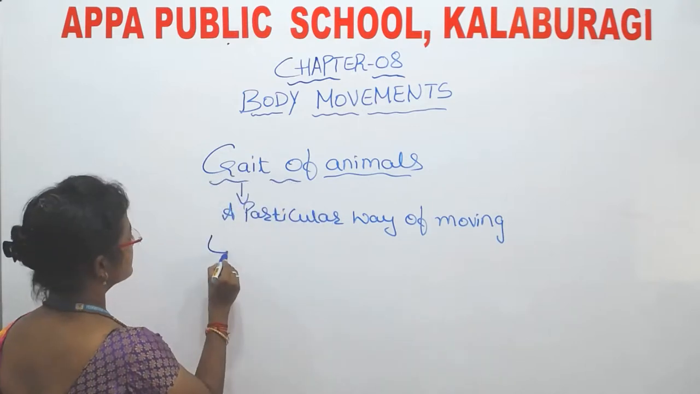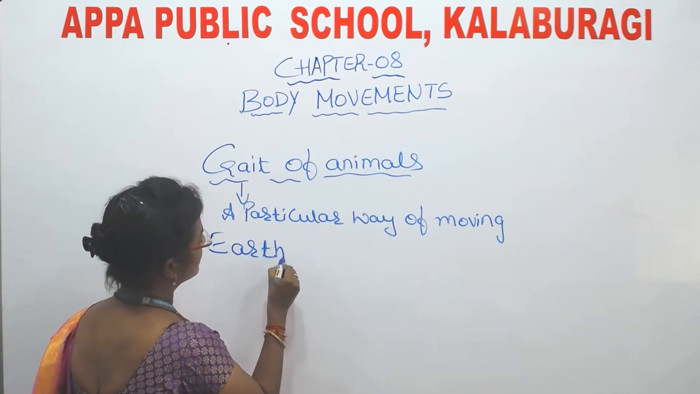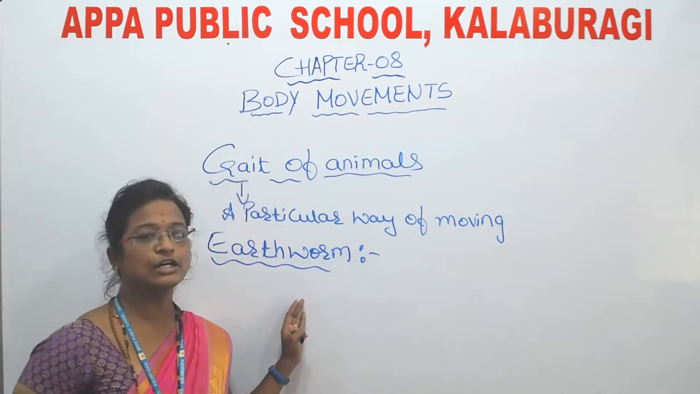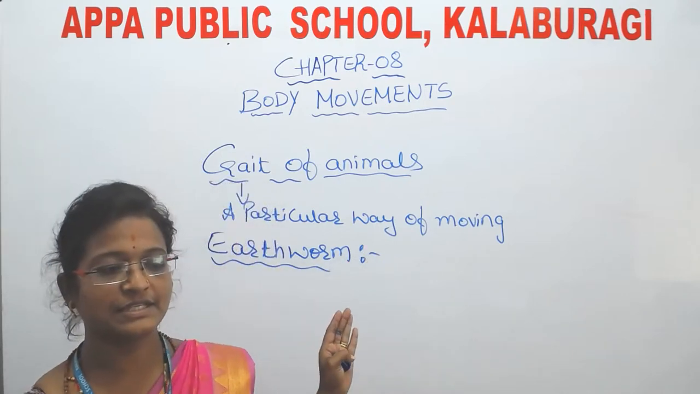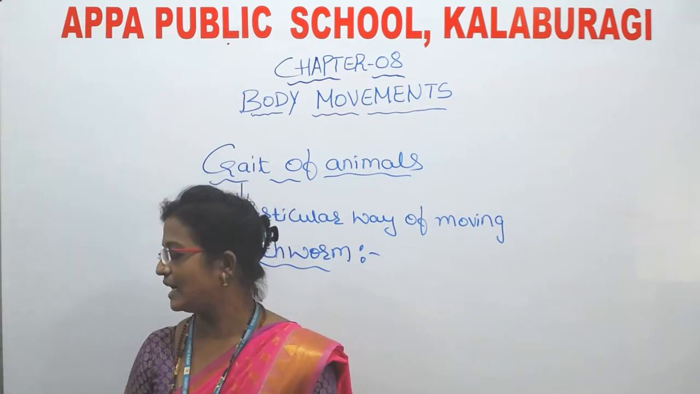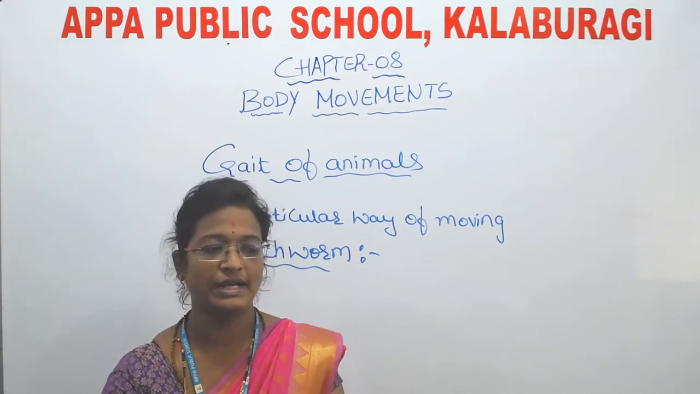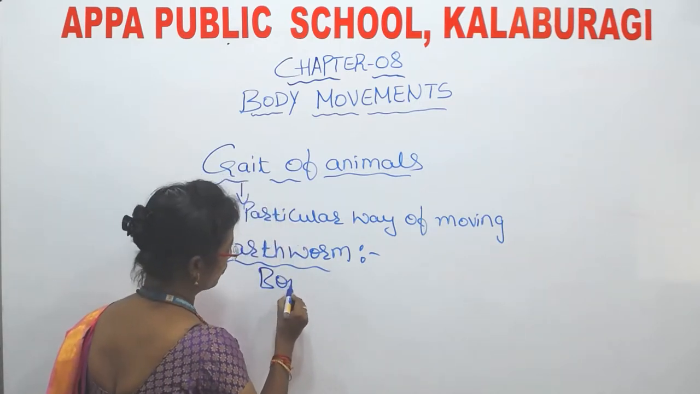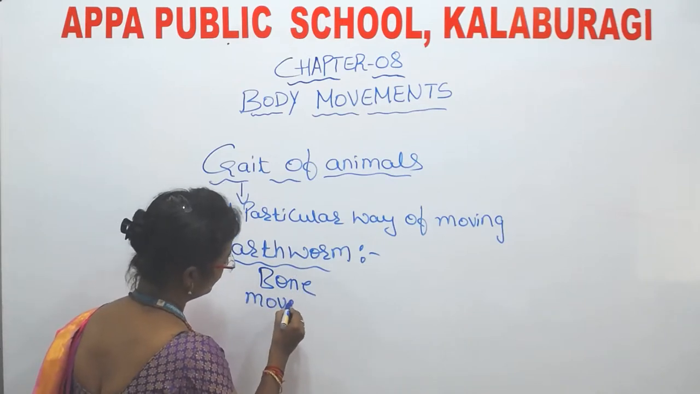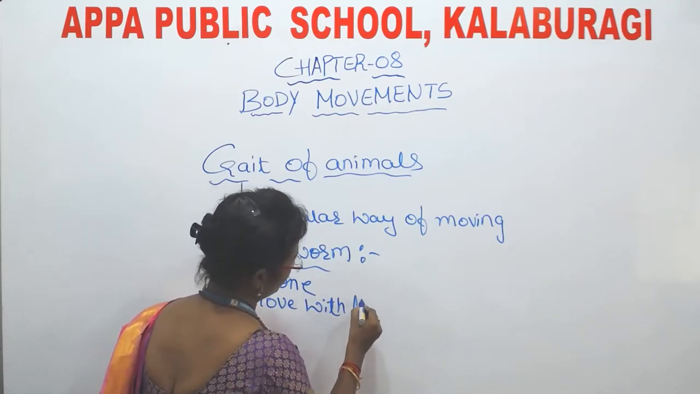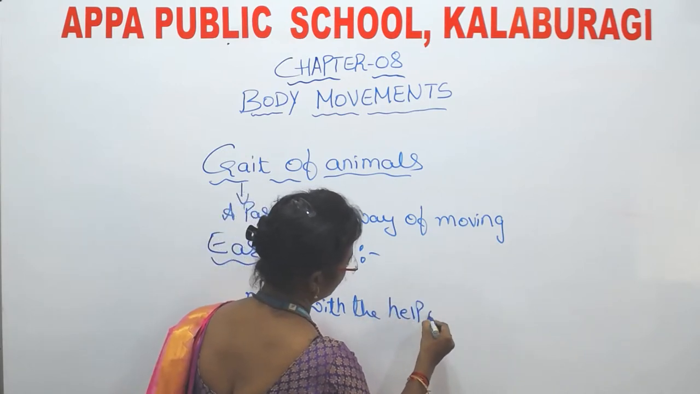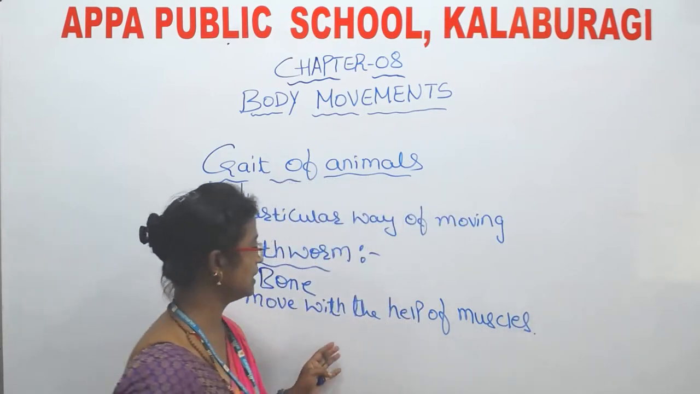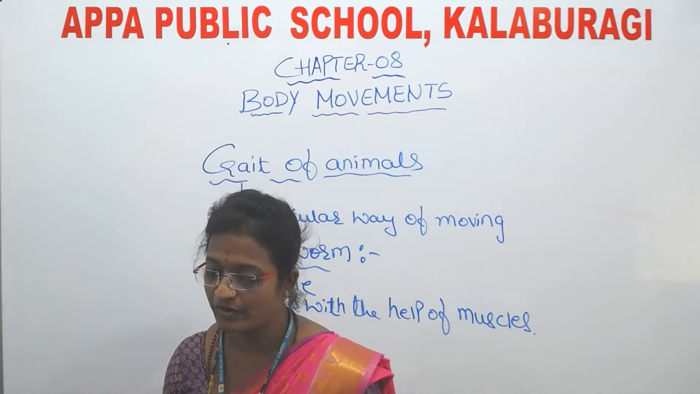We have also discussed the earthworm. The earthworm has many rings which are attached end to end. They don't have bones, but they move with the help of muscles. So the earthworms will move with the help of muscles.